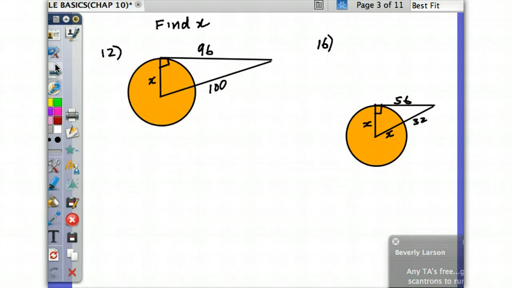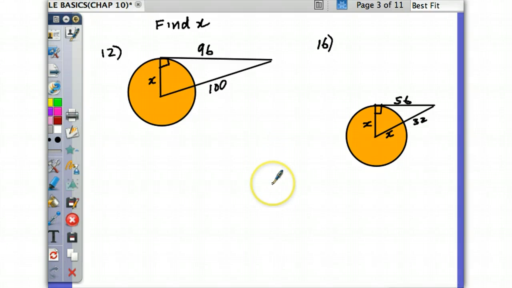All right. That's so much for common tangent. Let me give you an example now. No, you're not going to fail. These are just right triangles.